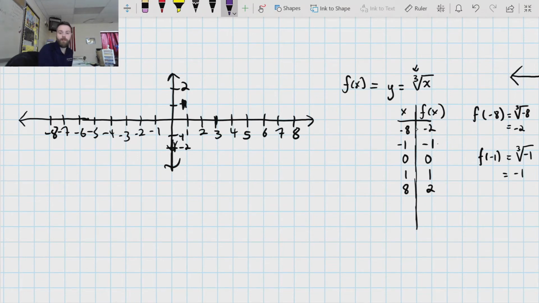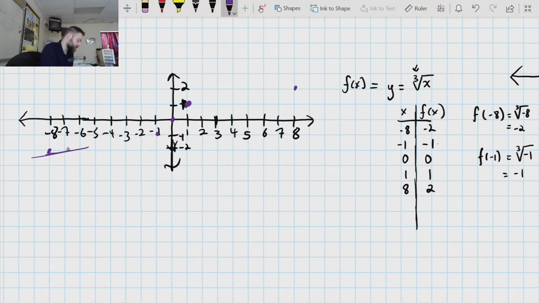So the first point, the first value that I'm going to plug in, the first coordinate that I'm going to get for this function is negative 8, negative 2. So negative 8, negative 2. And then the next coordinate that I'm going to get is negative 1, negative 1. And then the next coordinate is 0, 0. And then 1, 1. And then 8, comma 2.